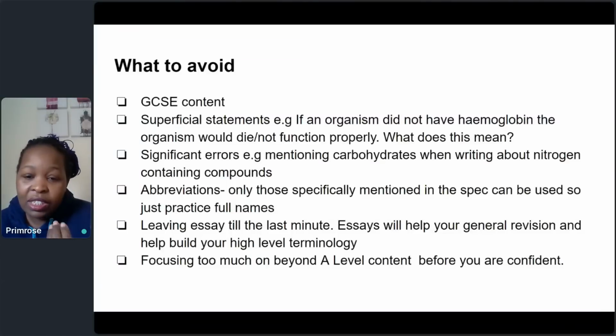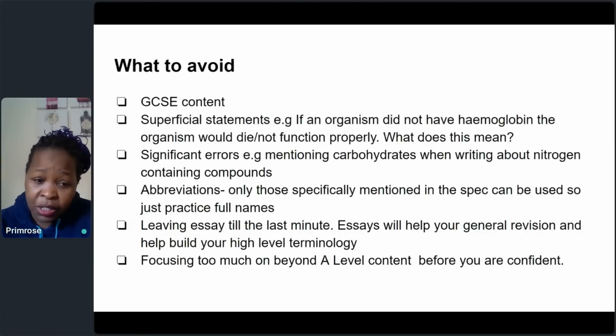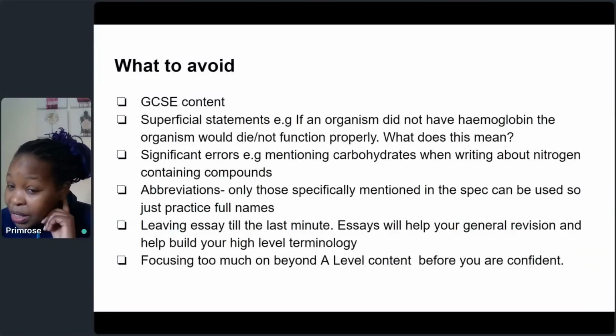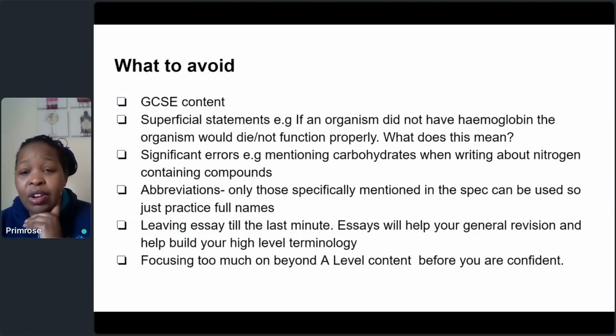And then what I've said is start practicing your essays now, because if you start practicing your essays now, you will get more and more confident. It improves your general knowledge as well, your general biology knowledge, and it will actually improve the way you answer exam questions as well. And then avoid going beyond the spec until you're absolutely confident and sure that you're ready to go beyond the spec as well.